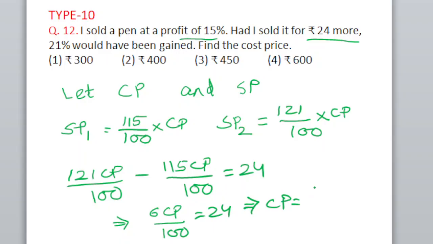This implies CP is equal to 24 into 100 divided by 6. 6 4s are 24. So 4 into 100, so that is equal to 400. That means your option 2 is the right answer.